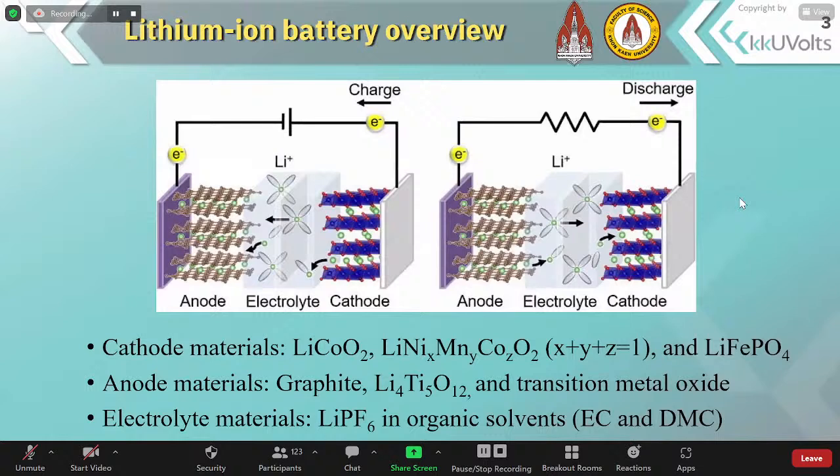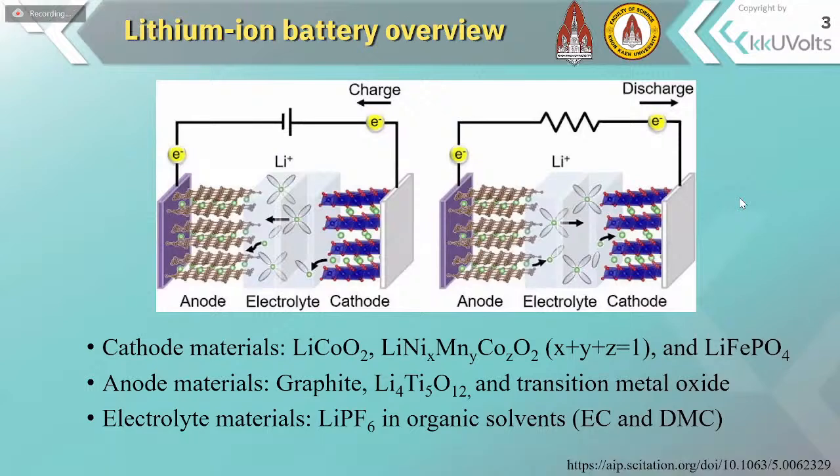I believe everyone knows the lithium-ion battery because we use them as energy storage in mobile phones, electric vehicles, and electronic devices. A lithium-ion battery consists of 3 main parts. The first part is a cathode material such as lithium cobalt oxide, lithium nickel manganese oxides, and lithium iron phosphate.